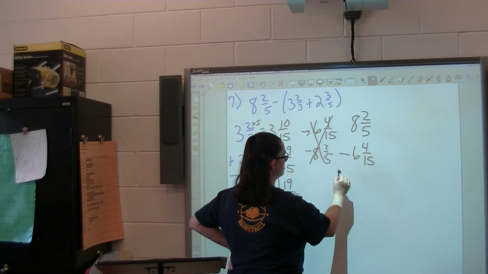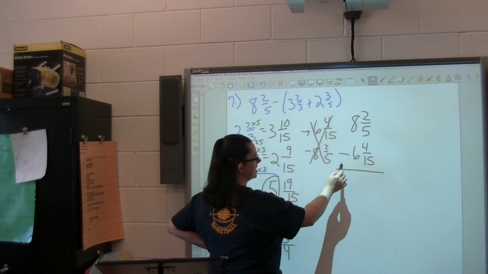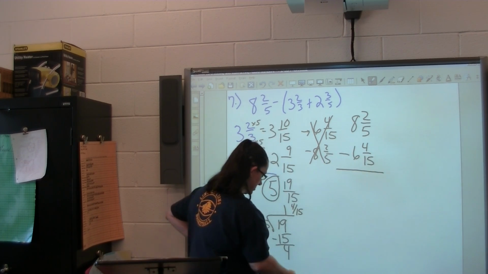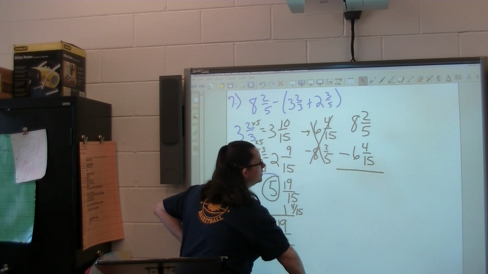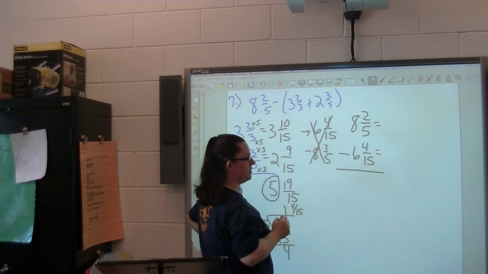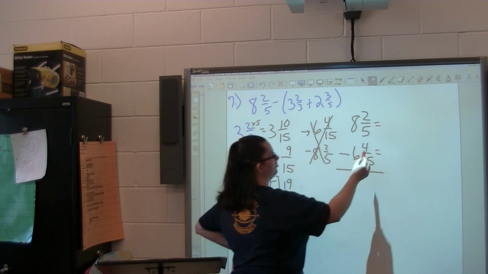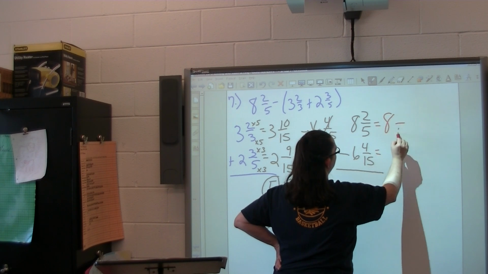Okay, now we can do our last problem. So now we have 8 2/5, take away 6 4/15. Can we subtract the fractions the way they are? No, we need a what? An LCD. What's the LCD of 5 and 15? Good, we're going to use 15. So we need to change this to 15ths.